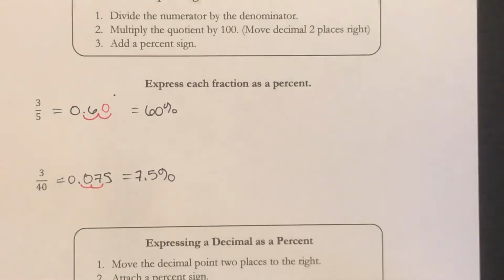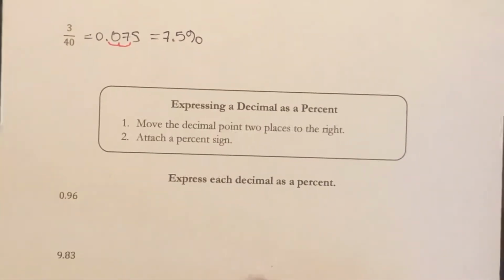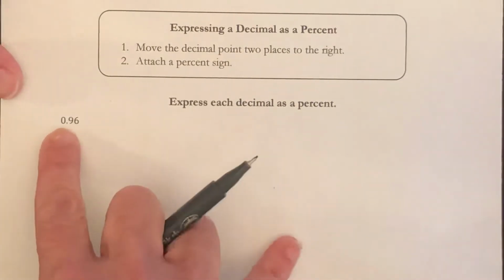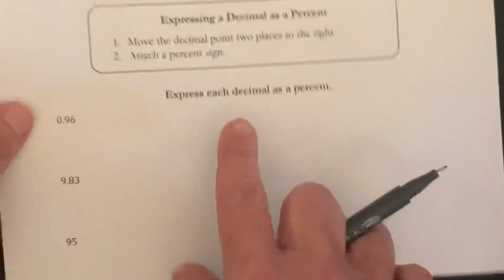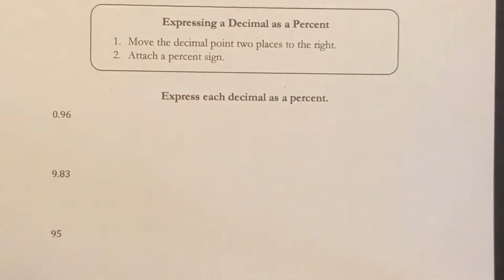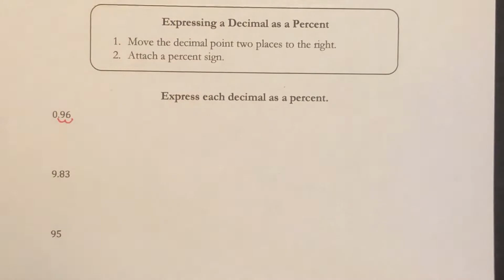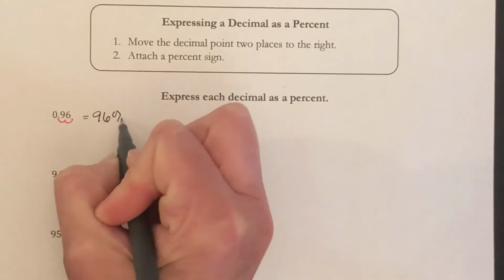Okay, now I'm not sure why the book teaches you to do the fractions before they teach you to do the decimals, but we've already done the decimals, okay? Now, all we have to do is to move the decimal point 2 places to the right. Here, we needed to convert it to a decimal first. Now we just move it. So if I take 0.96 and I move that 2 places to the right, this is 96%.